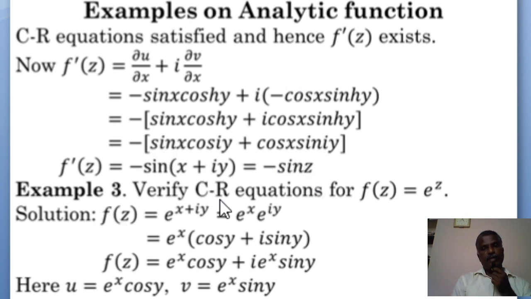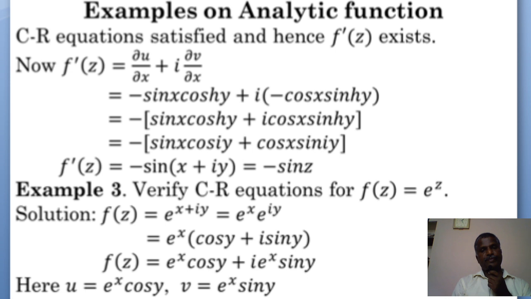So third example, verify CR equations for f of z is equal to e to the power z. So it's a simple problem. So you can write z as x plus iy, e to the power x plus iy, e power x into e power iy. So by using Euler's formula, we write e power iy as cos y plus i sin y, e to the power x cos y plus i into e to the power x sin y. Here real part u is equal to e to the power x cos y, imaginary part v is e to the power x sin y.